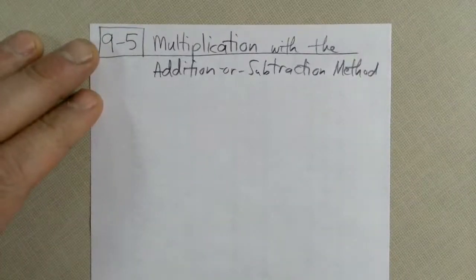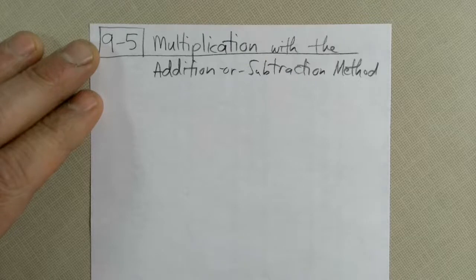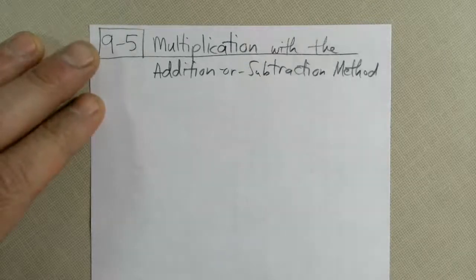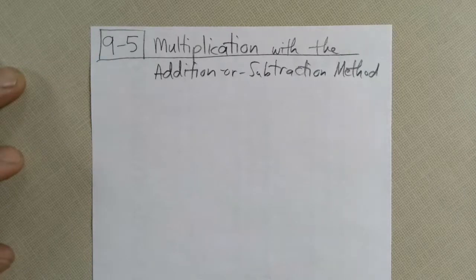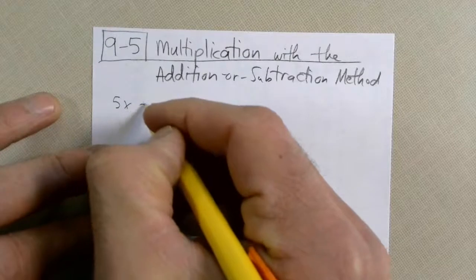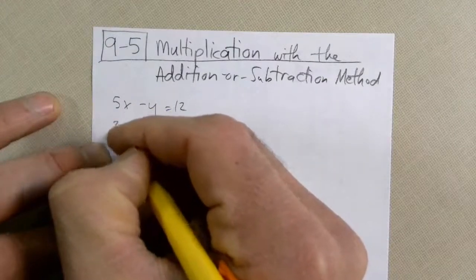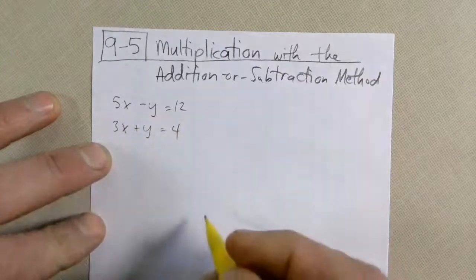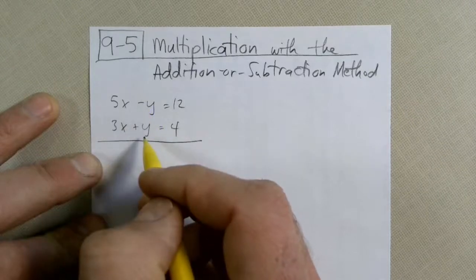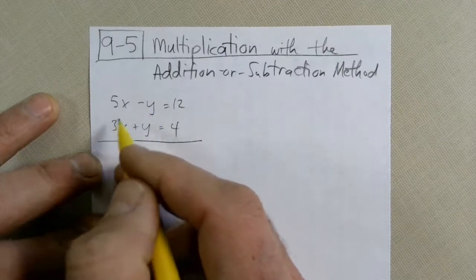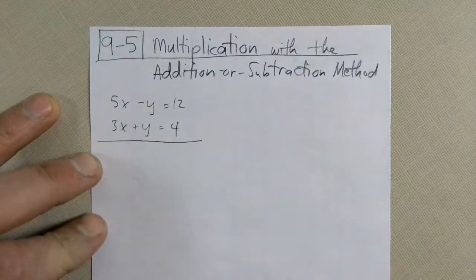Okay guys, we are on chapter 9, lesson 5, multiplication with the addition or subtraction method. Now we are still dealing with systems of linear equations, and last time we learned how to deal with something that had one of the variables be the same, like this. 5x minus y equals 12 and 3x plus y equals 4. We learned that we could add the two equations to eliminate one of the variables, solve for x, plug it back in, and then get the y to find the solution set.